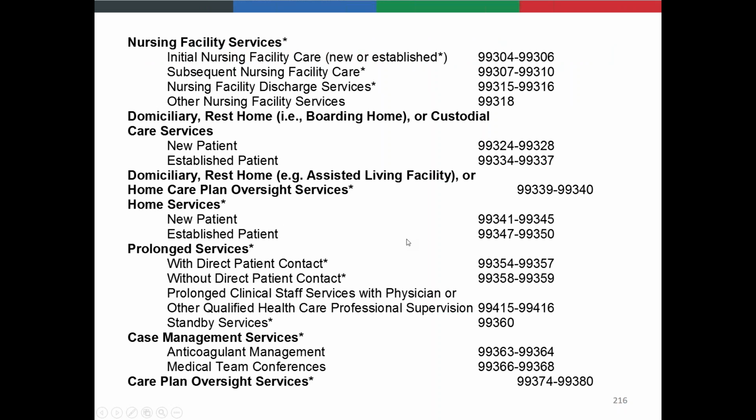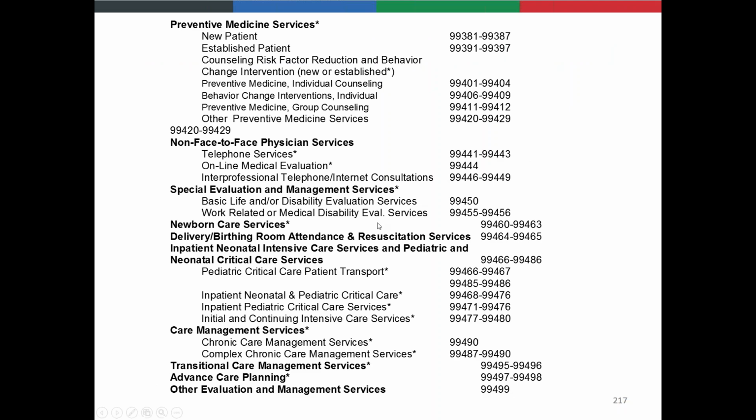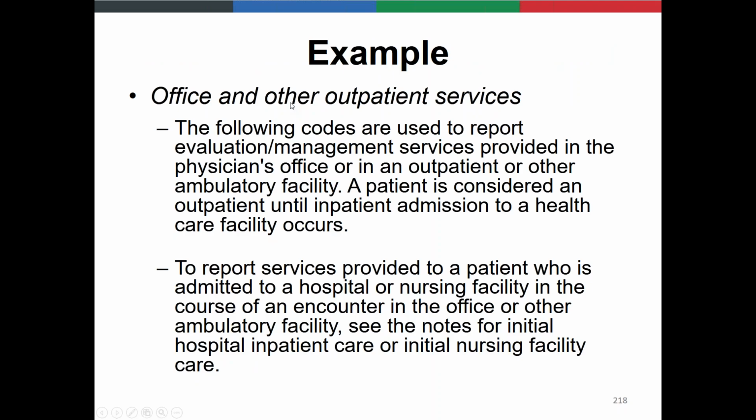So E&M services can be conducted anywhere, whether it be in the office, in a hospital setting, or in a nursing home. There are E&M services for all different types of medical care scenarios, okay? The following codes are used to report evaluation and management services provided in the physician's office or in an outpatient or other ambulatory facility. A patient is considered an outpatient until inpatient admission to a healthcare facility occurs.